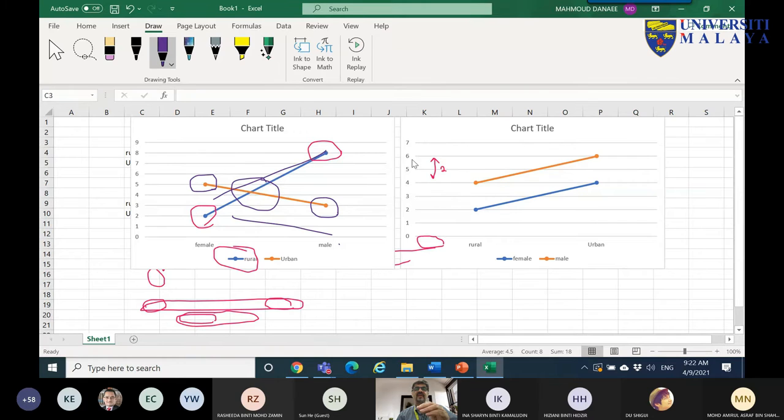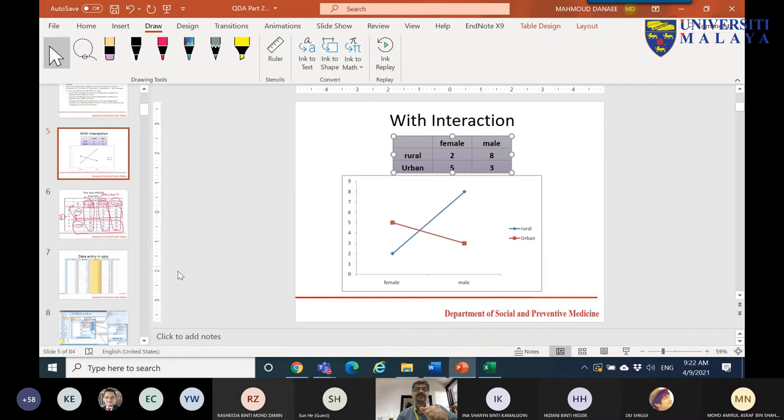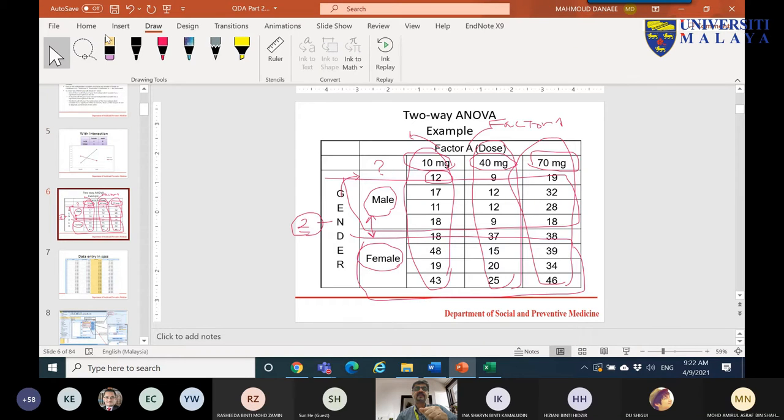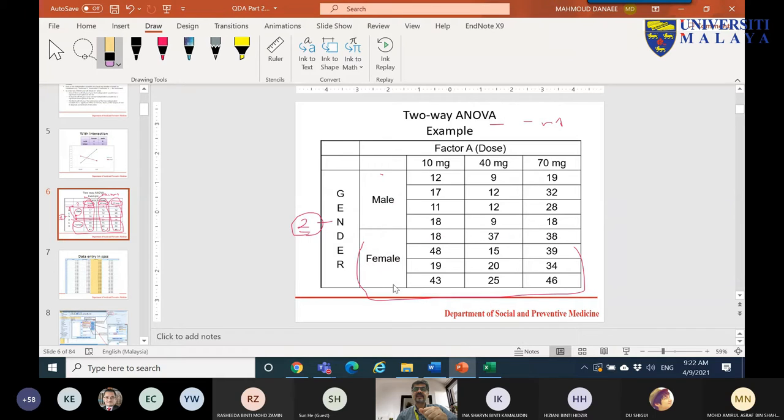So the interaction is very important. Why? Especially look at this example. We want to look at the effects of this drug on two genders, right? What we want to know is, if the drug has no interaction with gender, then you can use a single unique instruction for using this drug.